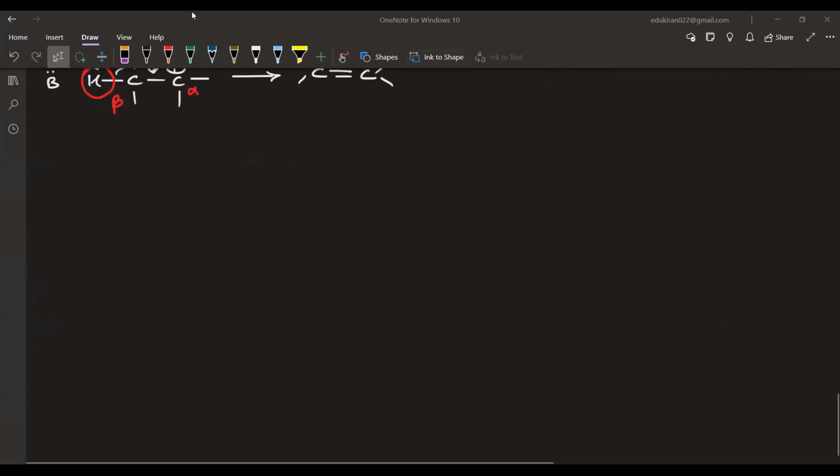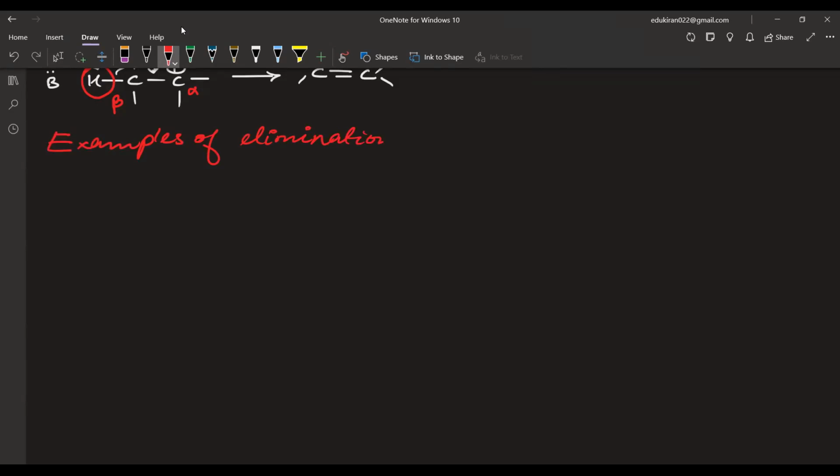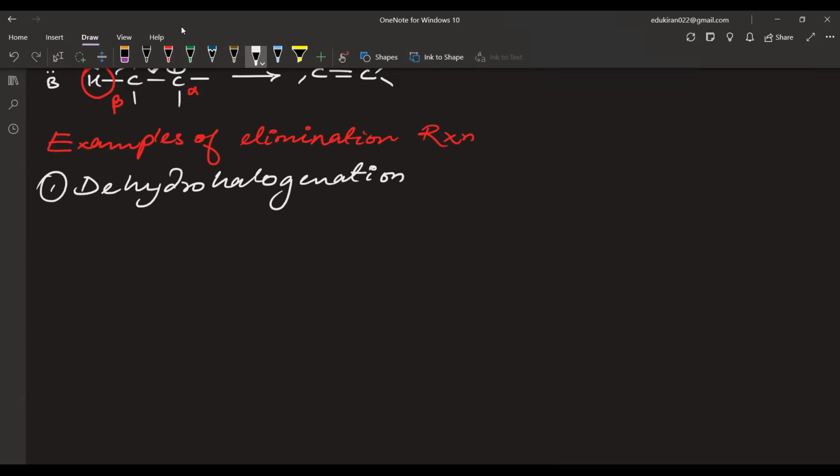So there are a few examples of elimination reaction that you are going to study in the 11th standard. Some examples I will write here. Dehydrohalogenation. In this, what will happen? The halogen atom will be removed, and from the adjacent carbon, the hydrogen atom will be removed. So dehydrohalogenation.